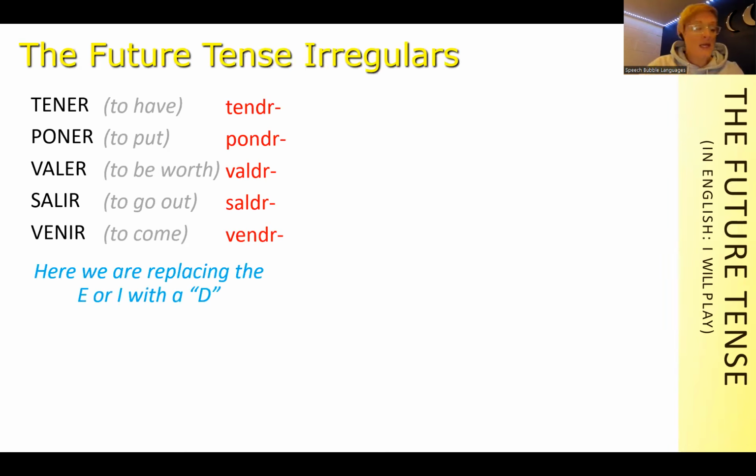Here, what's happening is the E or the I, in tener, salir, the second last letter, is being replaced with the letter D. It's almost like the E and I have disappeared out and the D's moved along, and then we stick the endings on the end.